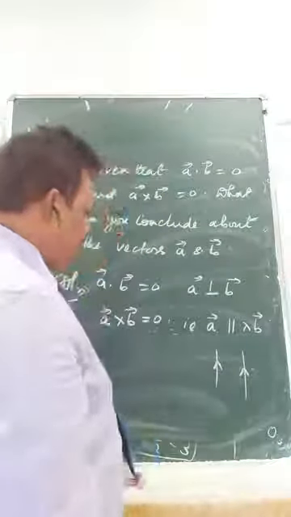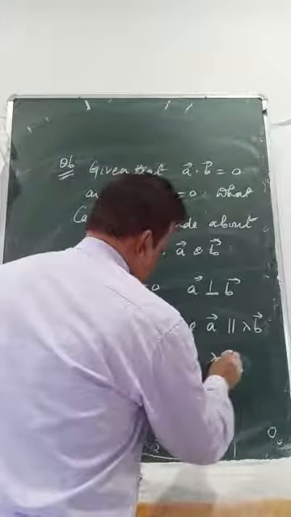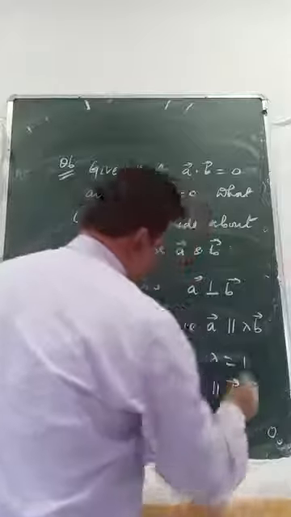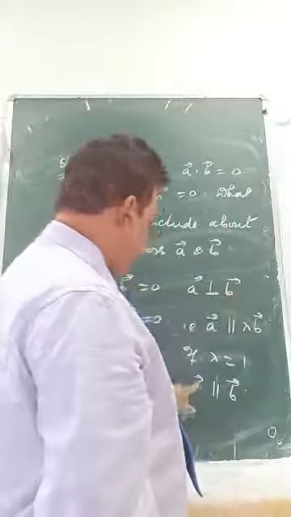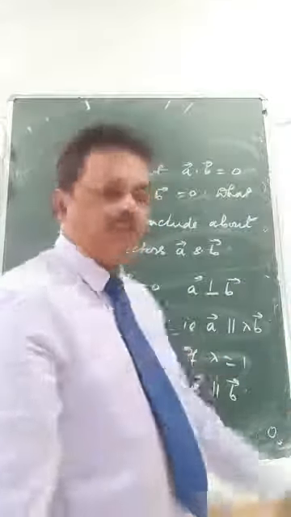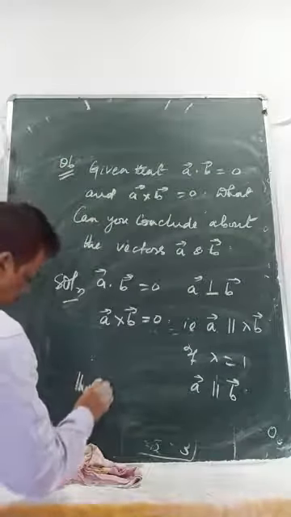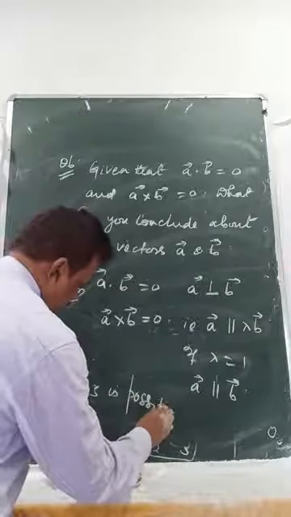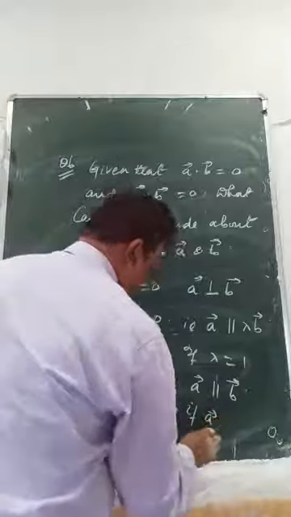So you can say if lambda is 1, then A is parallel to B vector. So how can a vector be perpendicular to B, and also be parallel to B? This is possible if A equals 0, B equals 0.